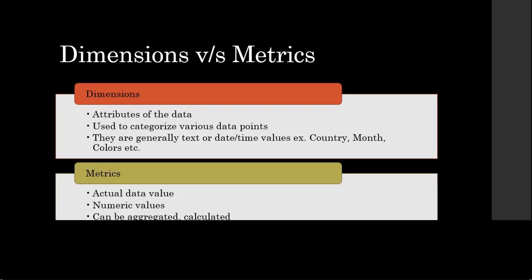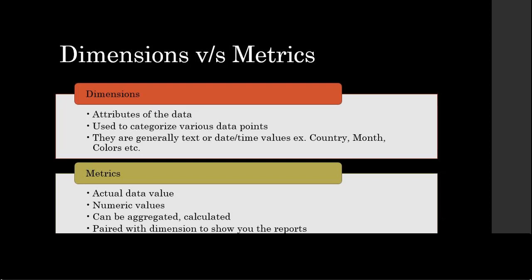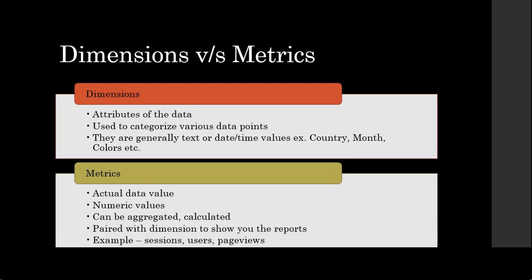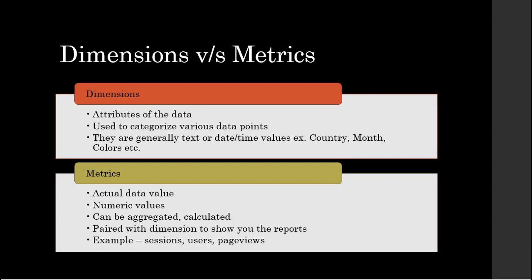Metrics are the actual data values. These are numeric values. They can be aggregated and calculated. They are paired with dimensions to show you the reports. Examples are session, users, page views. For example, in this report, age range is your dimension and metrics is number of users. So here they are categorized and dimensions are listed, and here are the metrics.